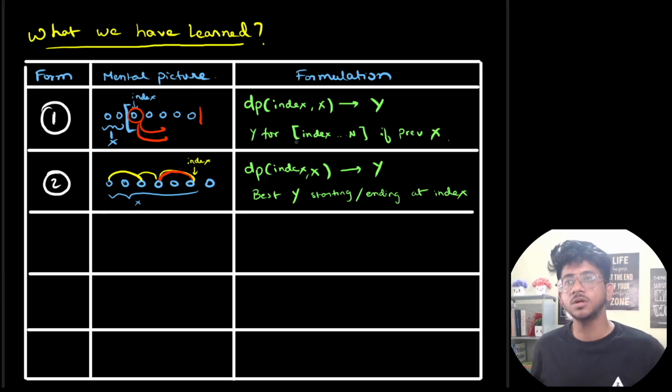That's the whole setup. For form 2 we have some sort of chain that gets built up, or some sort of path that builds up, and we contain some aggregate x for the thing. What is the best y starting or ending at a particular index is what we do. I generally use ending, you can use starting as well, it's perfectly similar. Okay, now let's unlock one more form.